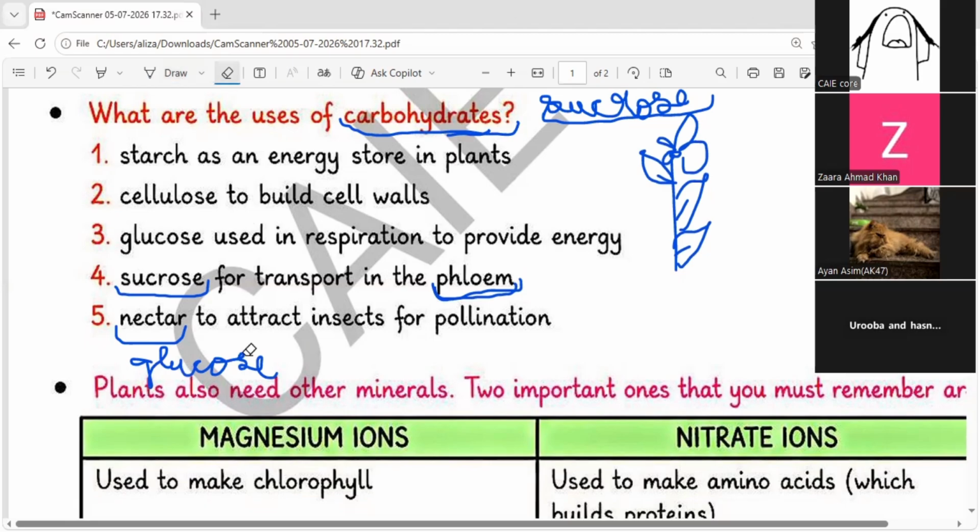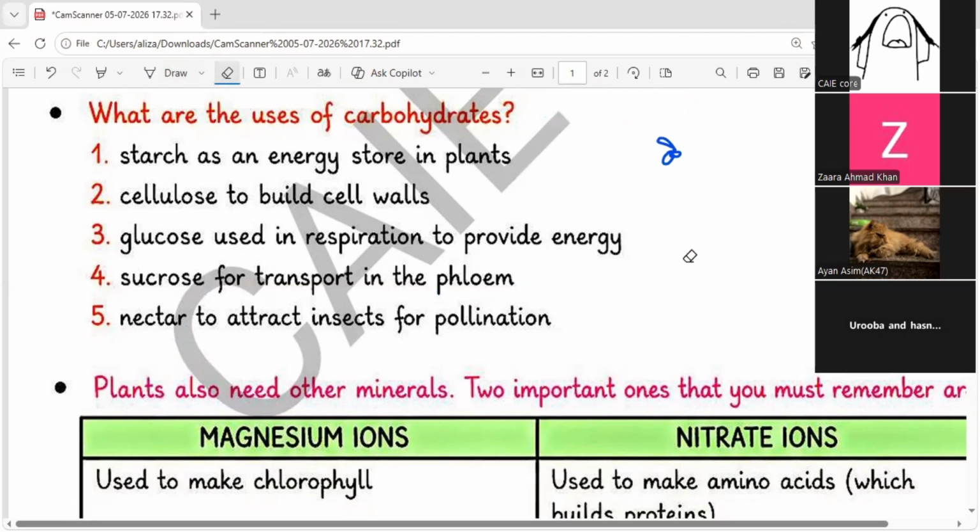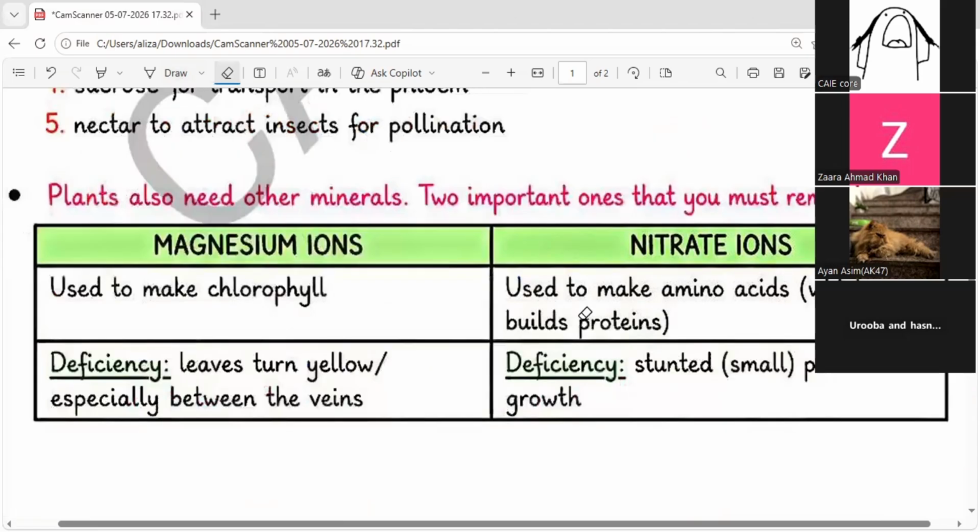All right, I hope the uses of carbohydrates are clear. If there is any doubt, let me know, send it in the chat. Okay, now let's move forward.